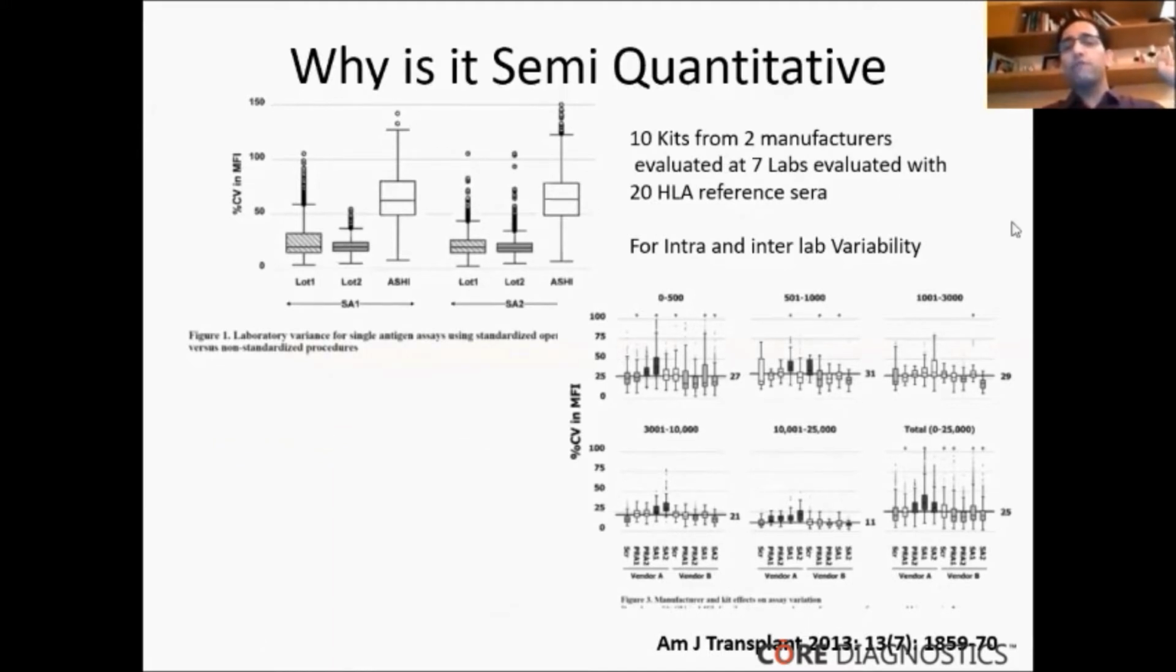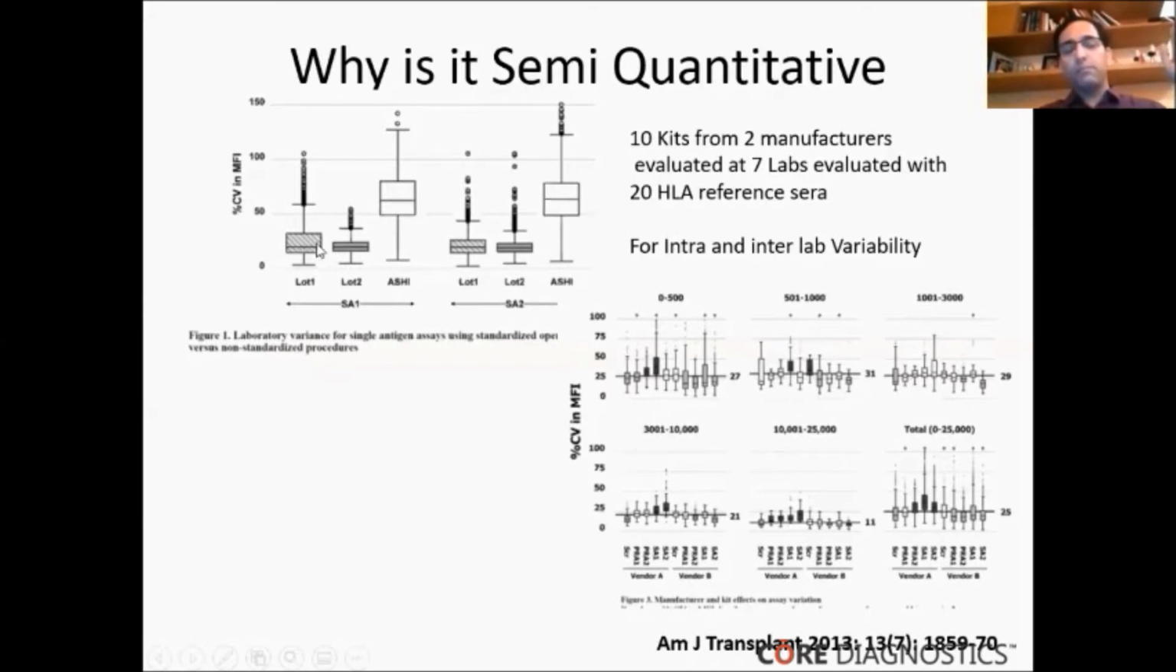And what they were looking for was intra-lab and inter-lab variability. So when they gave the same lot to all 7 labs from the 2 different companies, SA2 is company 2, SA1 is company 1, and there are these 2 different lots that they did, and they gave them specific standard operating procedures. So the white bar is when they had their own procedures.